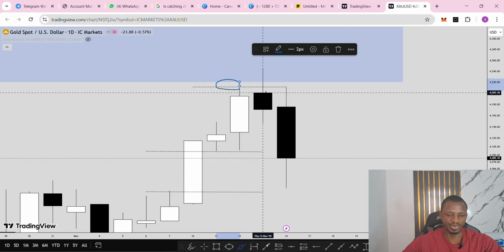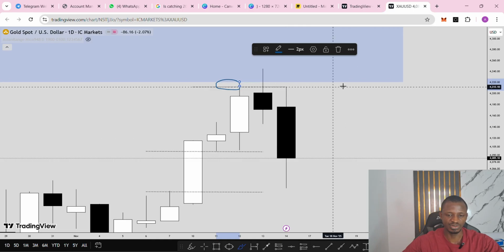Why? Because people are thinking that once the price touches this previous resistance, it will just go down. No, it doesn't just go down like that. We have a liquidity sweep by this long wick. So this is the liquidity sweep right here.